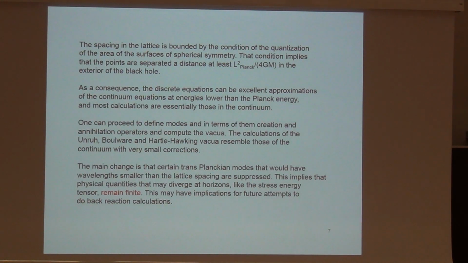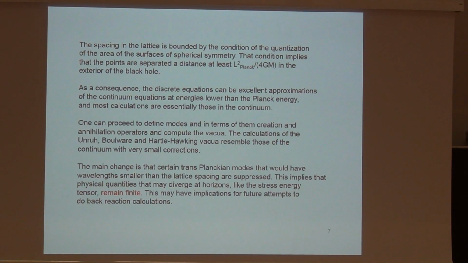So a couple of observations have to be made. The lattice spacing here of the quantum spacetime, which is given by the vertices of the quantum geometry, is not arbitrary, but it's bounded by the condition of the quantization of the area. So the spacing has to be at least Planck length squared divided by 4 times the mass of the black hole. Notice that this could be potentially considerably smaller than a Planck length squared. So the spacing can be, if you choose your quantum space to be so, very, very fine. And therefore, the approximation of having a discrete spacetime approximates the continuum very well.